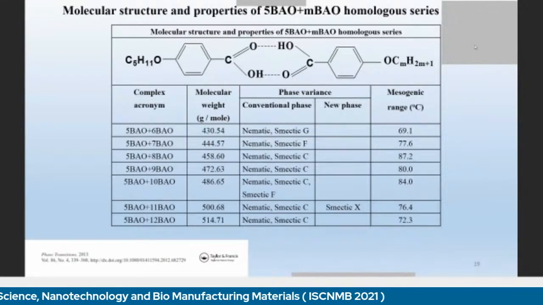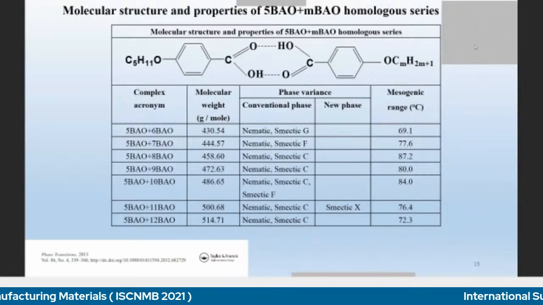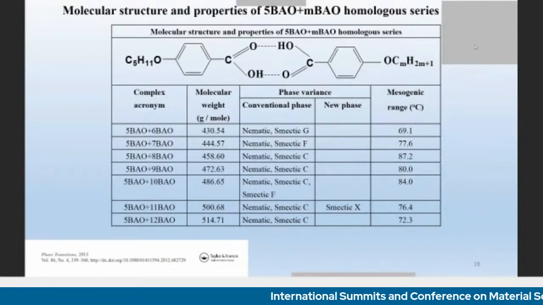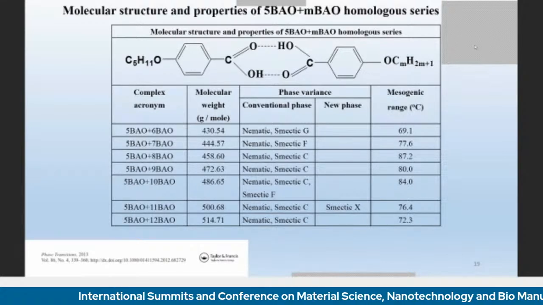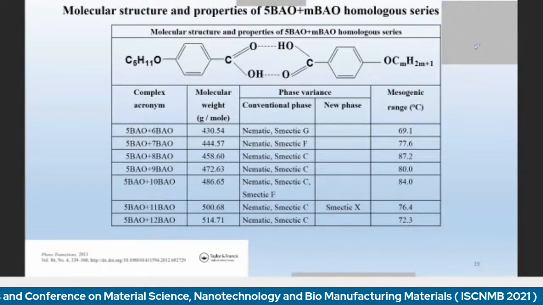What is mesogenic range? It is the entire thermal range where we could get the intermediate phases from liquid to crystal. So the entire thermal range is being depicted. So this is the thermal range where we have the intermediate phases called nematic or smectic C, smectic F or smectic G.